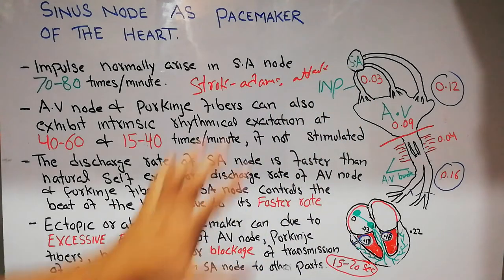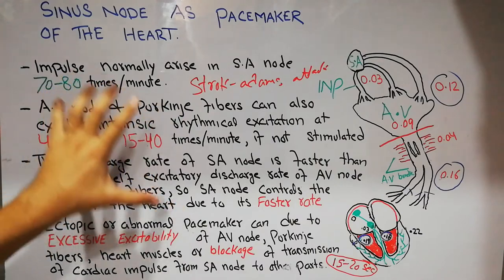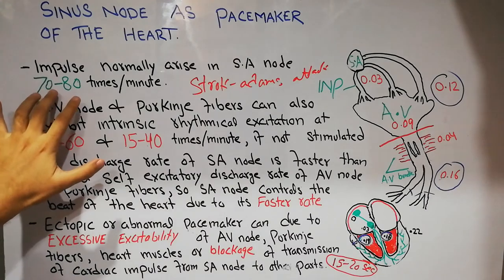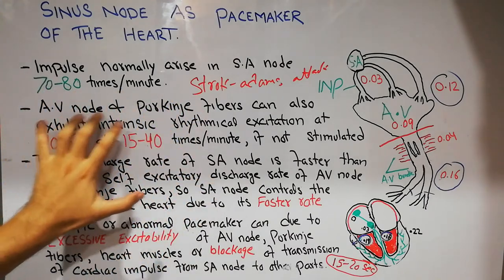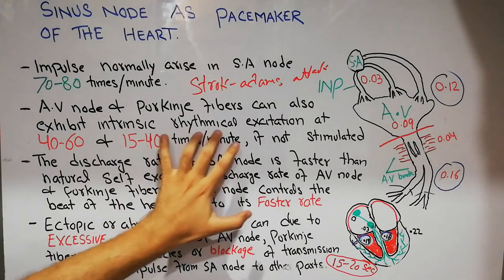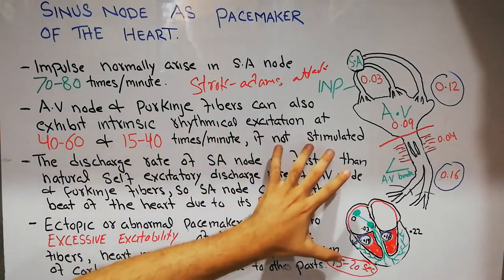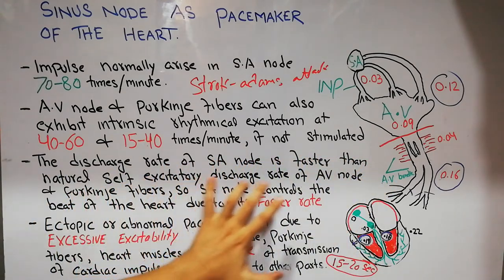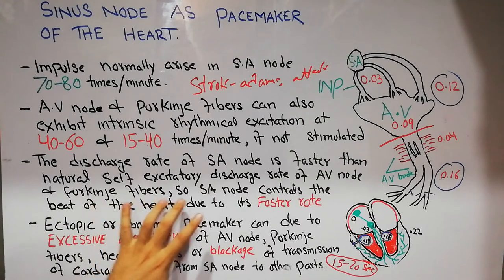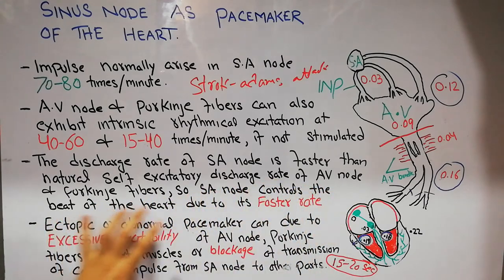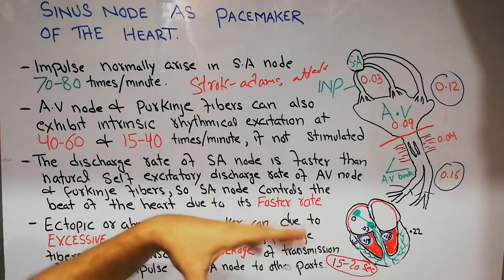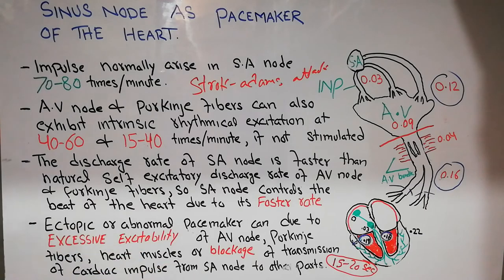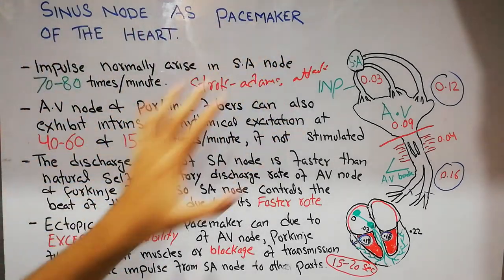So why does the SA node, the sinoatrial node, basically act as the pacemaker of the heart? Because the normal impulse in the SA node arises at 70 to 80 times per minute. The AV node and the Purkinje fiber can also exhibit intrinsic rhythmical excitation, but the speed is low. So the discharge rate of the SA node is faster than the natural self-excited discharge of the AV node or the Purkinje fiber. So the SA node controls the beat of the heart due to its faster rate. Because the rate of discharge of the sinoatrial node is faster than the AV node and the Purkinje fibers, in normal circumstances the sinus node acts as the pacemaker.